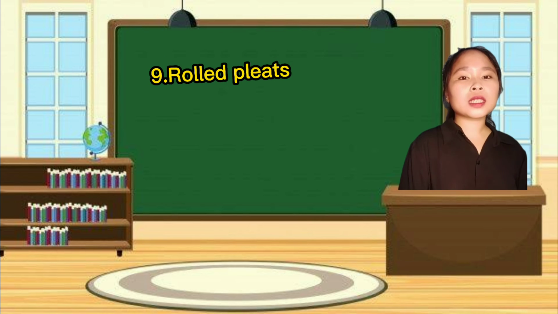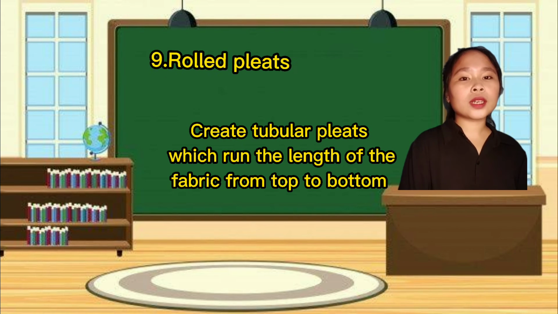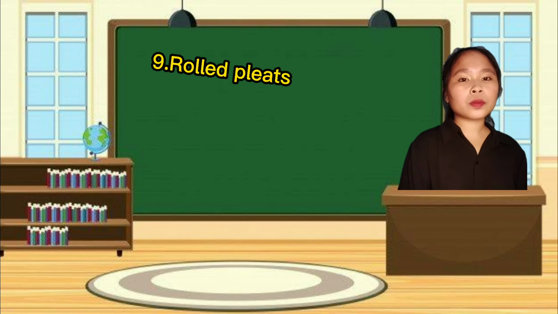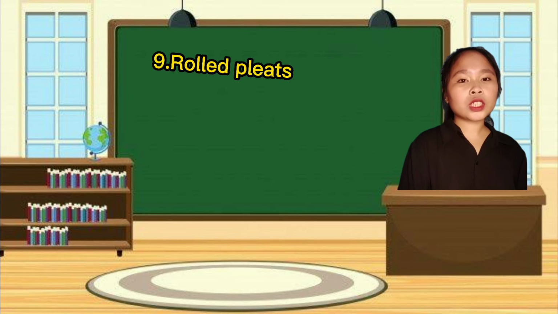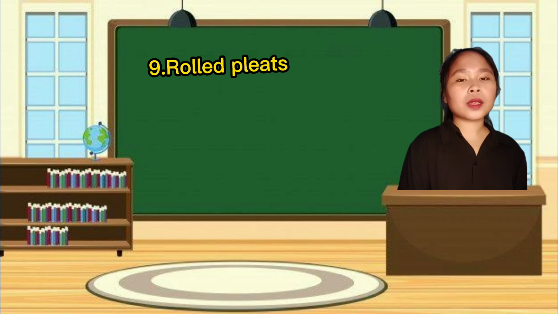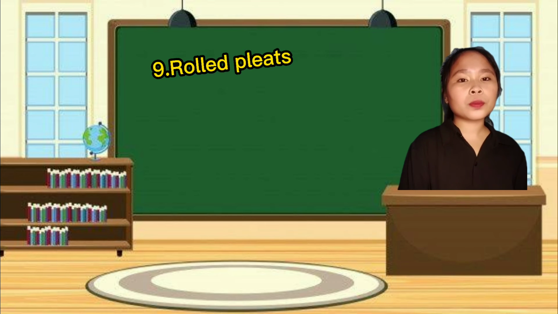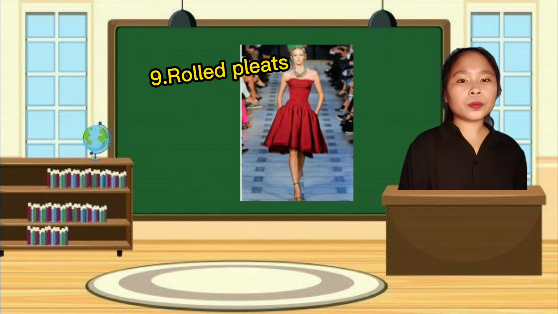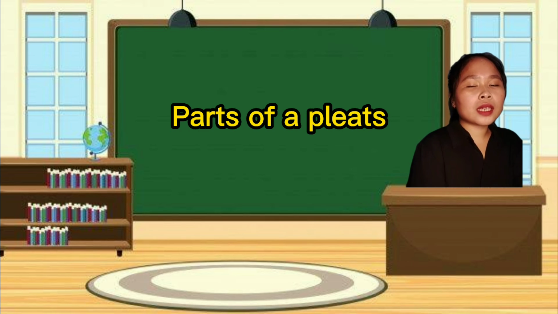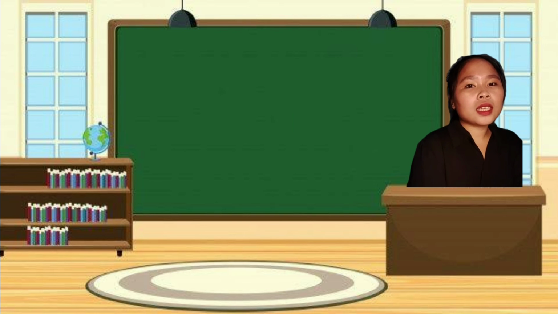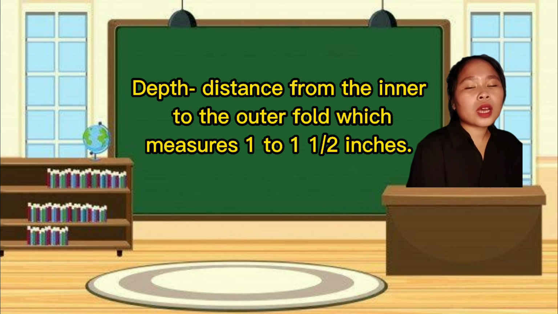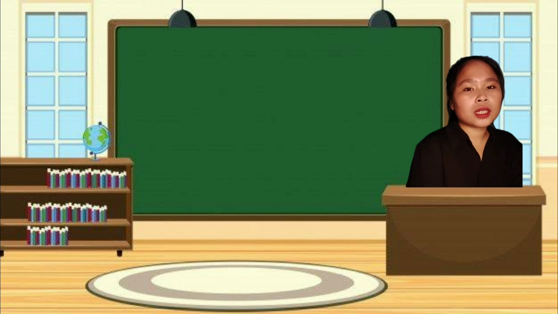Rolled pleats create tubular pleats that run the length of the fabric from top to bottom. A piece of fabric to be pleated is pinched and then rolled until it is flat again. The rest of the fabric forms a tube. Parts of a pleat are as follows: outer fold, visible from the outside; inner fold, visible from the inside; depth, the distance from the inside to the outer fold, which measures 1 to 1 1/2 inches.